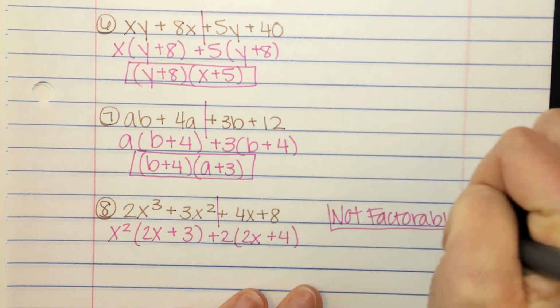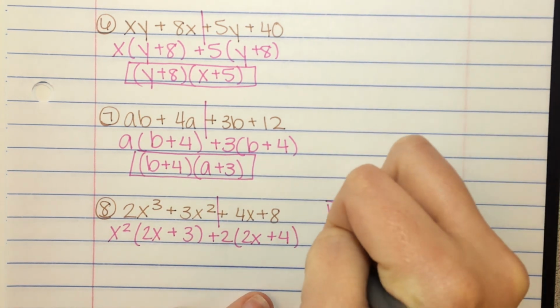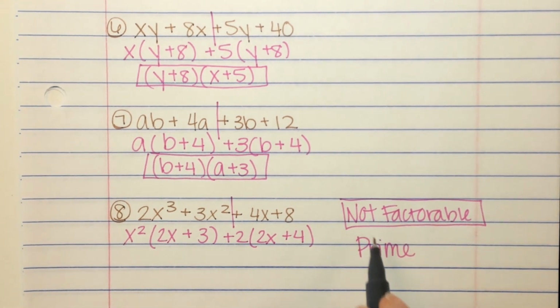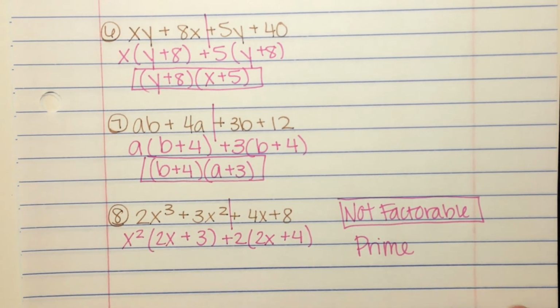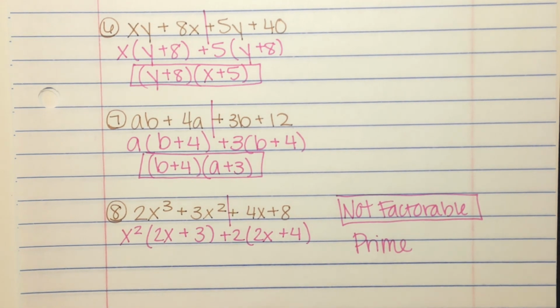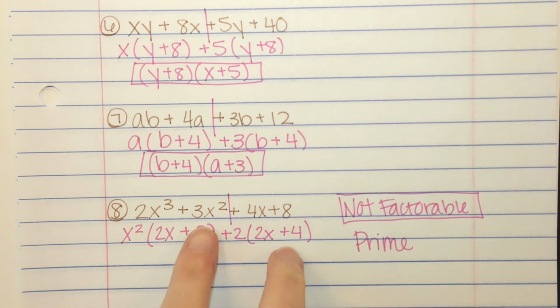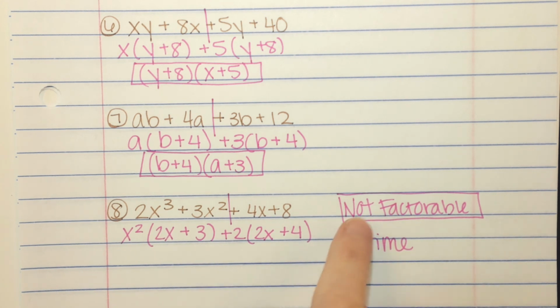Sometimes Math Excel will refer to these as prime. So I think in this assignment it says non-factorable, but those mean the same thing. So it's either not factorable or prime. If you run into a problem like this in Math Excel, it's okay if those don't match and you double check it. If it doesn't work, it's just non-factorable.